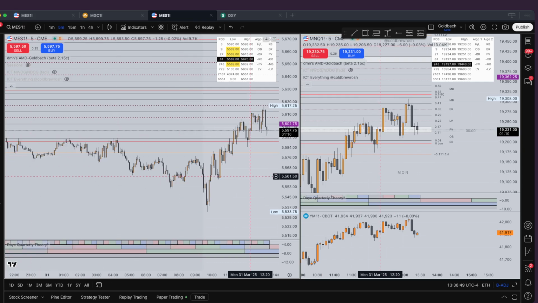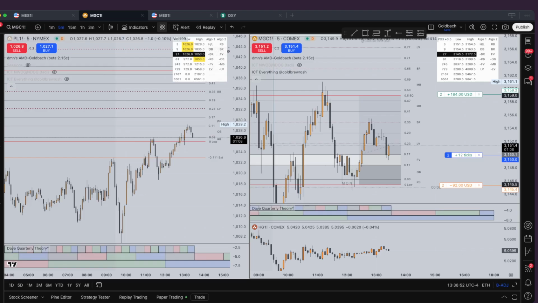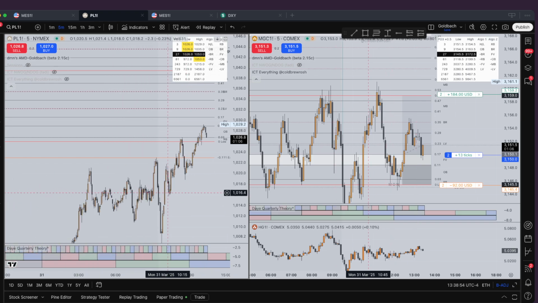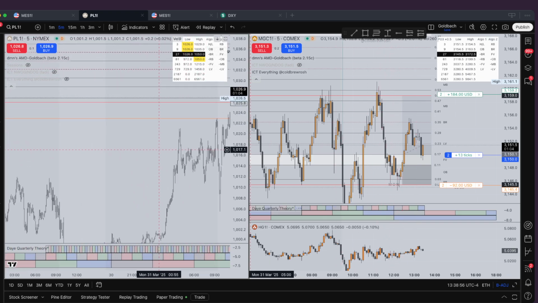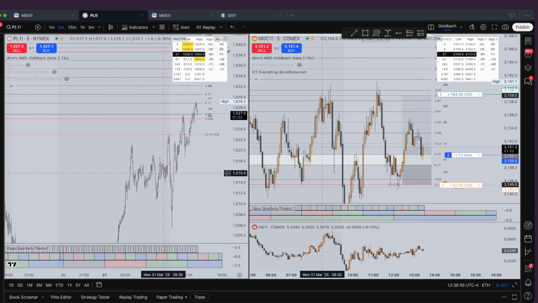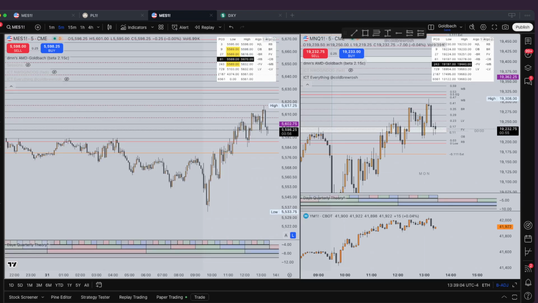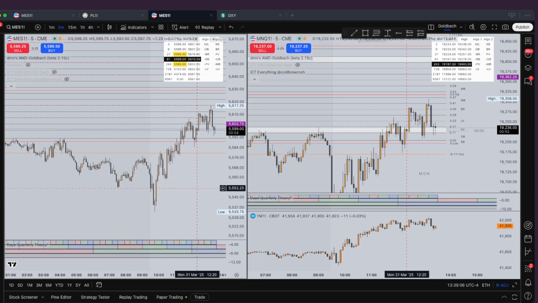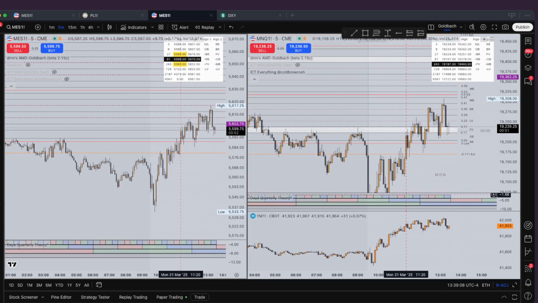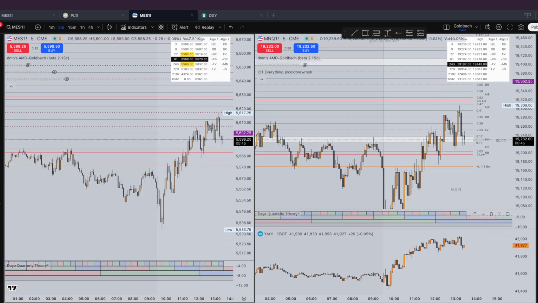Okay, so I'll be testing a macro with the macro time on NASDAQ ES with some confluences using quarterly theory and Goldbach.